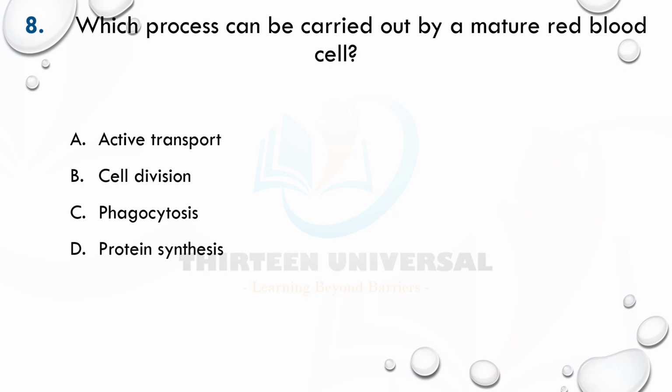It cannot carry out phagocytosis because it's not a phagocyte. Red blood cells are not phagocytes. Protein synthesis is not possible because protein synthesis requires transcription, and a mature red blood cell does not have a nucleus. So how will transcription occur? So protein cannot be synthesized. So it's only active transport that is possible.